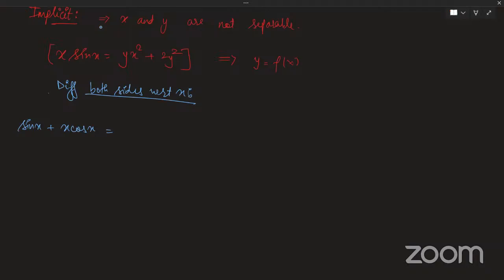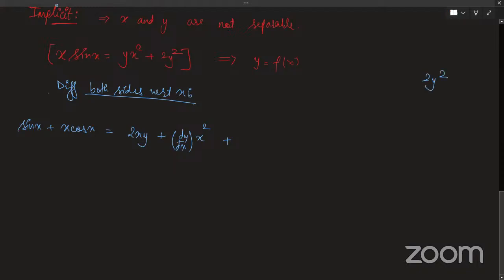Product of two functions. Great. So tell me, what will be the derivative of y into x square? 2x into y plus dy by dx into x square. Yeah. So, why did you forget implicit functions? We had just discussed it 2 classes back. Fine. What about 2y square? How will you differentiate 2y square?